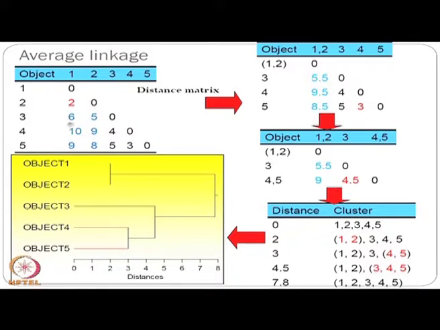Now, you take the average. What will be the average? The average will be 6 plus 5 divided by the number of elements in this cluster times the number of elements in the other cluster. The number of elements in this cluster is 2 and in the other cluster is 1. So, 2 times 1. So, 6 plus 5, that is 11 by 2, that is 5.5. In a similar manner you will calculate the rest, and finally, this dendrogram can be prepared.